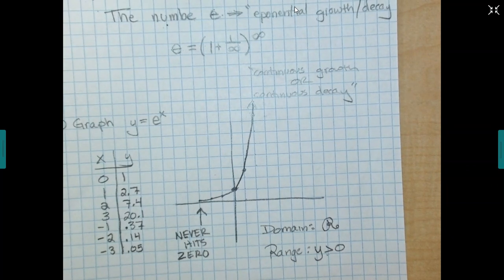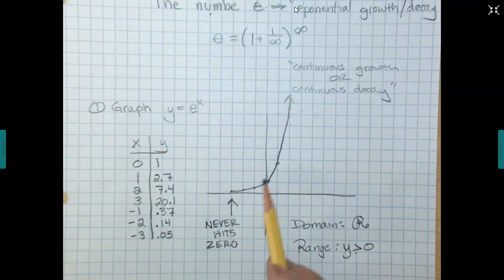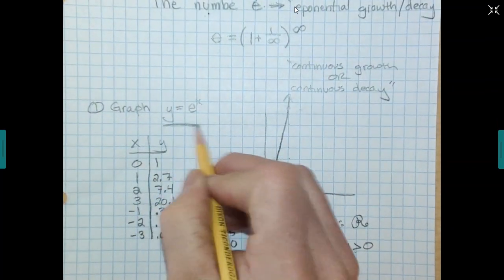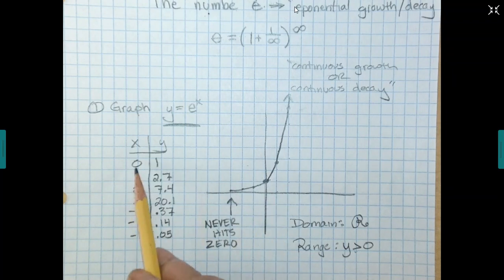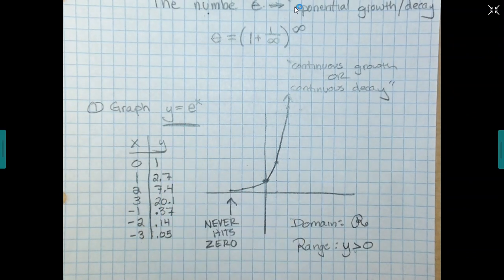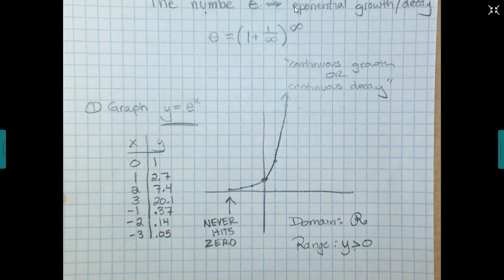So this is our parent function, okay? So kind of set that in there that this is our parent function where we have 0, 1, 1, 2.7. So this is our parent function. Let's graph something that moves around. Y equals 3e to the x minus 2.